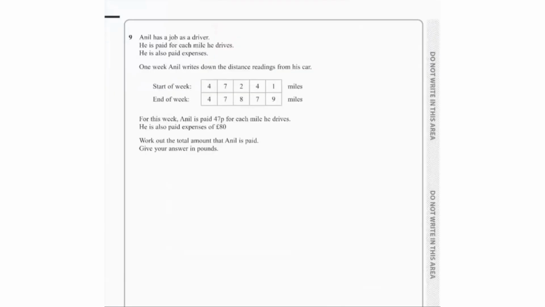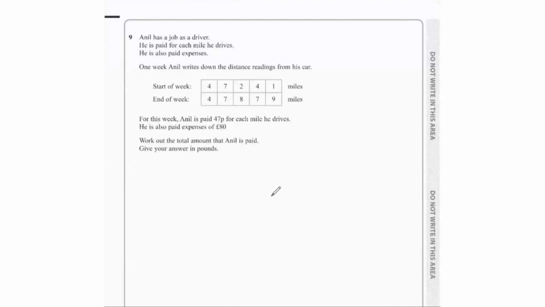Question 9 says, Anil has a job as a driver. He is paid for each mile he drives. He's also paid expenses. One week, Anil writes down the distance readings from his car. Start of the week, the reading is 47,241. And end of the week, the reading is 47,879 miles. For this week, Anil is paid 47 pence for each mile he drives. He's also paid expenses of 80 pounds. Work out the total amount that Anil is paid. Give your answer in pounds.